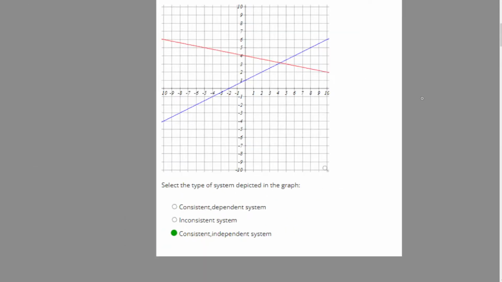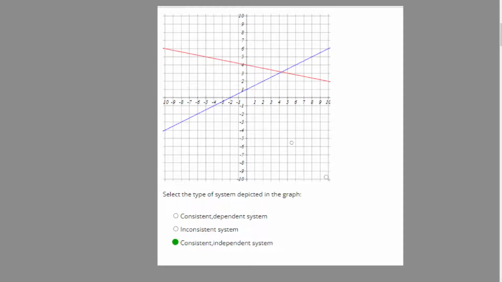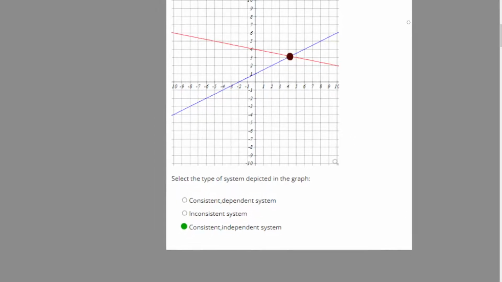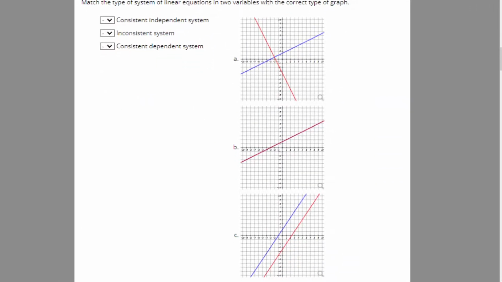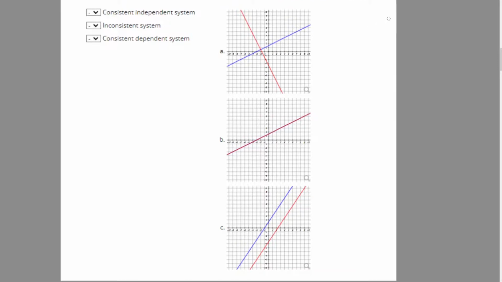This one, we want to determine what type of graph this is. And this is going to be a consistent independent solution, because number one, it only has one solution, and a dependent system would mean that they are the very same line, two of the same lines. And an inconsistent system would be one that has zero solutions. Now this one, we want to match the type of system of linear equations in two variables with the correct type of graph. So I'll give you a minute to think about which is which.